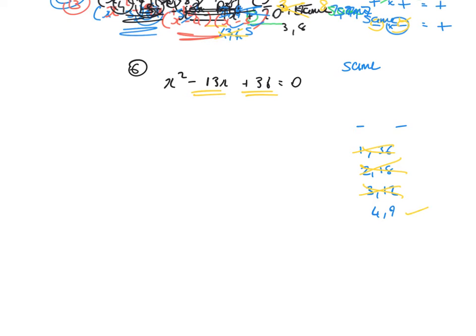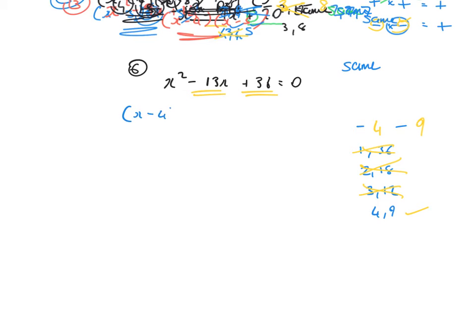Example 6. x squared minus 13x plus 36 equals 0. So the product is positive, so that means the signs must be the same. And there's a minus in the middle, so it needs to be two minuses. Combinations for 36: 1 times 36, 2 times 18, 3 times 12, 4 times 9. Which pair can I use to add together to give minus 13? It's 4, 9, minus 4, minus 9.